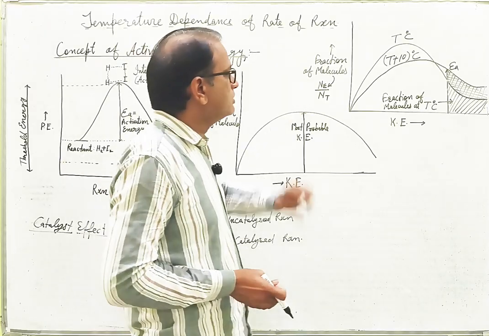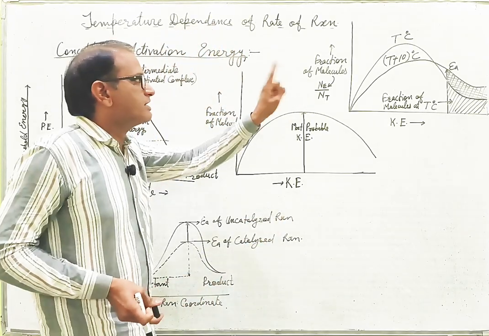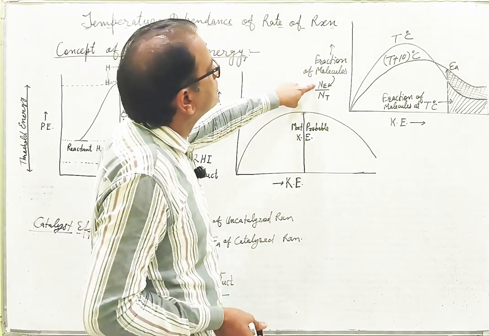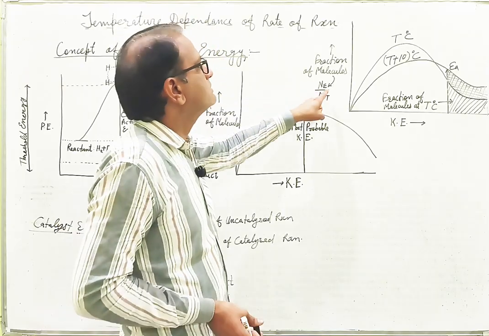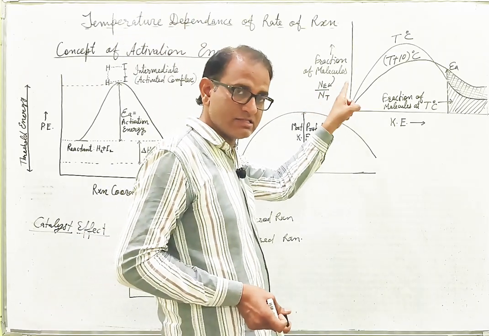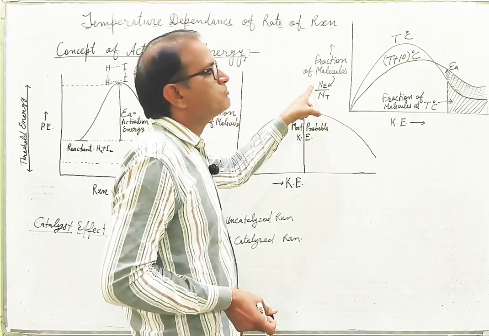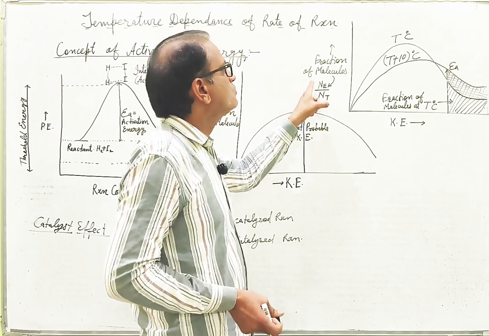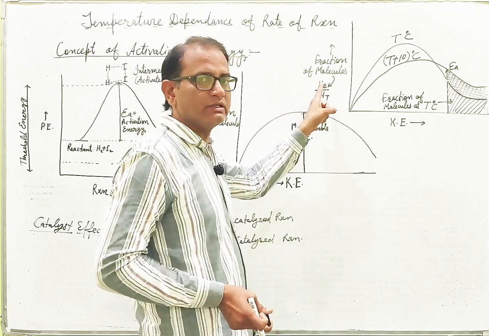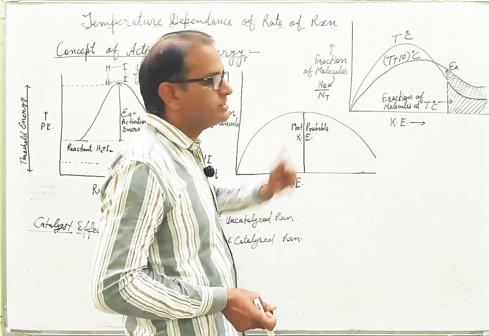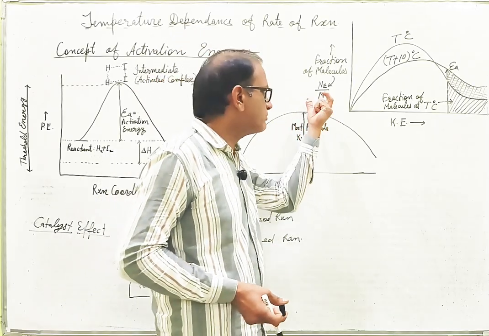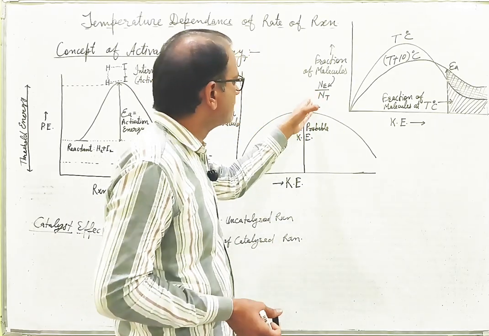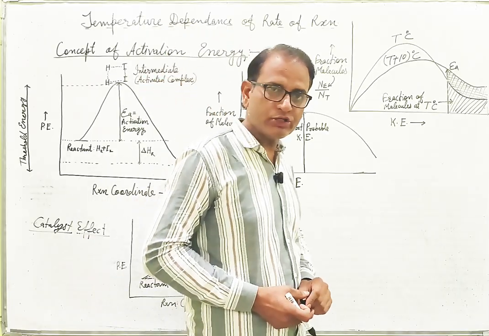Fraction of molecules means the ratio between the number of molecules having kinetic energy E, and NT, the total number of molecules. This ratio is called the fraction of molecules.